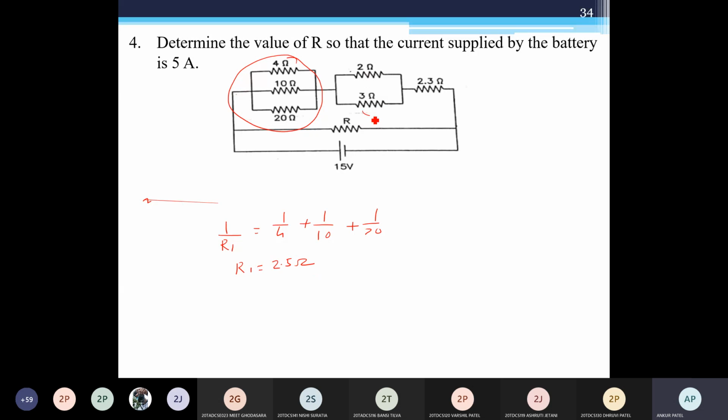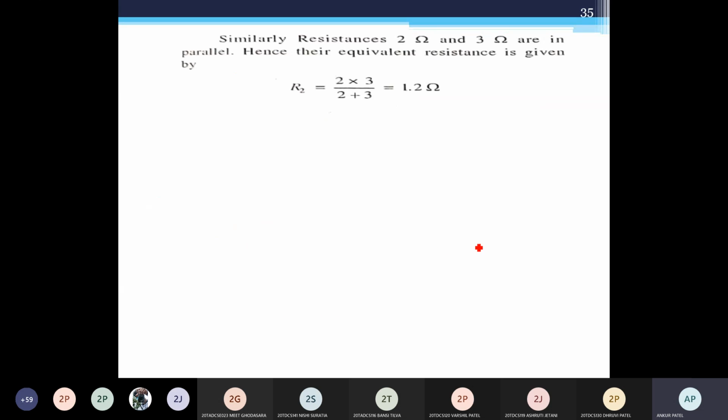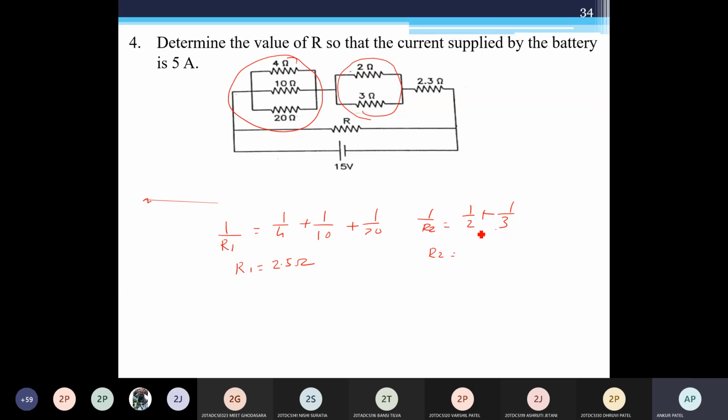Now in the second step, solve these parallel connections. So 1 upon R2 is equal to 1 upon 2 plus 1 upon 3, so R2 is equal to 1.2. The answer is 1.2 ohm. Now, what do we have in the circuit? 2.5 ohm, 1.2 ohm, and this 2.3 ohm are connected in series, so that is 6 ohm. Now 6 ohm is connected in parallel with R.